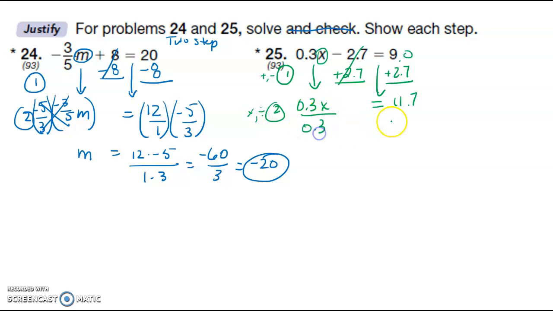We've got to get rid of the 0.3 to get the x by itself. So 0.3 divided by 0.3 is 1. 11.7 divided by 0.3 is 39. Okay, there it is, 39.